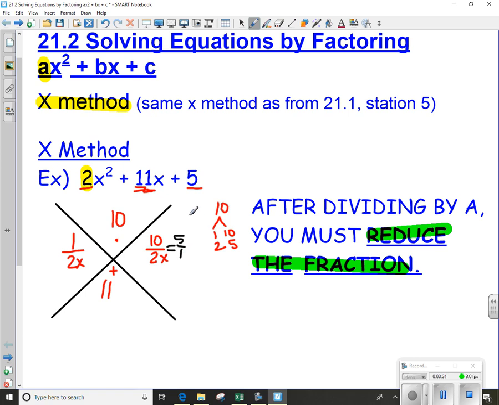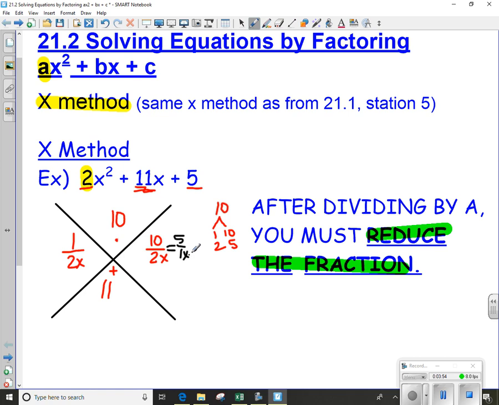If you're not sure about reducing your fractions, go ahead and use the fraction button in the calculator. Remember how you can go to math, over to fraction, then type in your 10 over 2, hit enter, and it'll reduce it down to 5 over 1 for you, or just 5. If it gives you a whole number like 5, it is just 5 over 1. So now my x stays down there in the bottom.